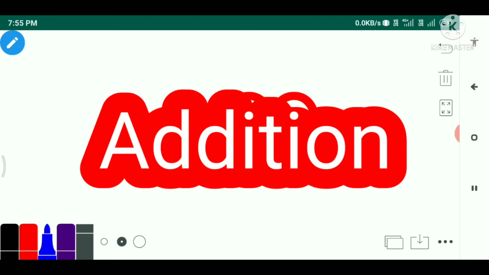So, students, today I will start a new chapter, that is chapter number 2, addition. Okay, so what is addition? In simple terms, we can say collecting something. Okay, so when we collect something, the total is called what? Addition. Okay, so now we'll see some example of addition.